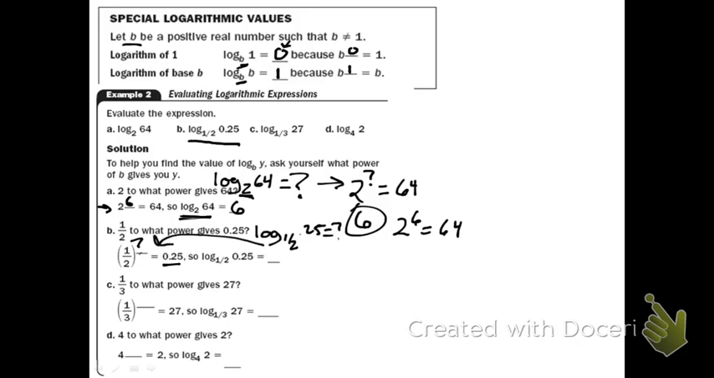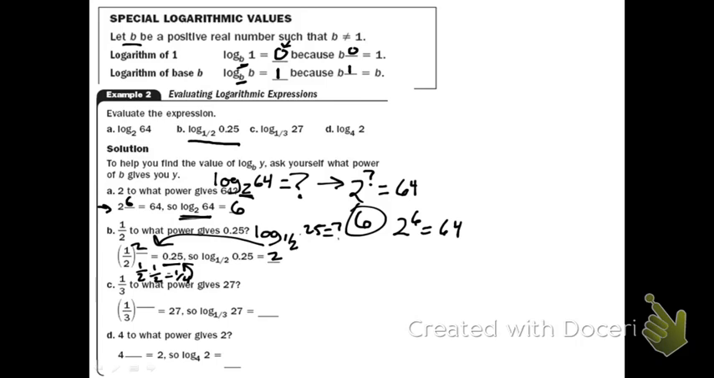And this one's not maybe as obvious, but if you think about it, I believe if you square that, you're going to get a fourth, because a half times a half is 1/4, which is that decimal, right? So the answer here, the log base a half of 0.25, is just 2. Let's look at another one.